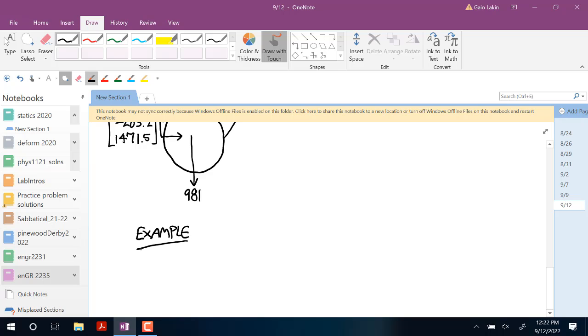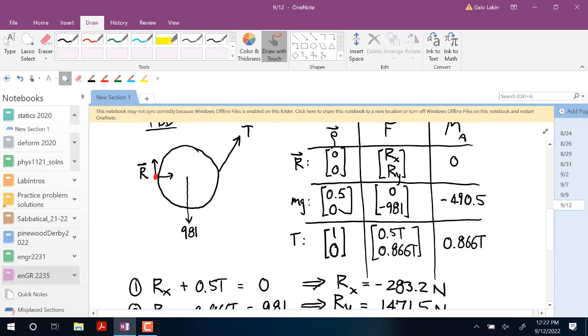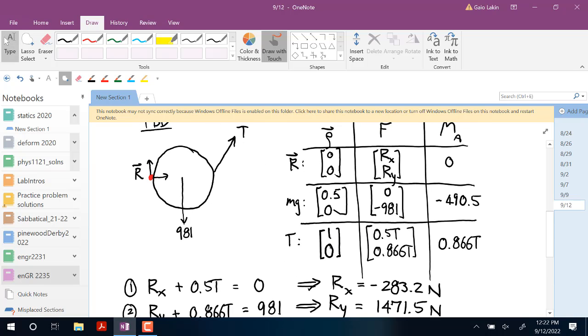Okay, second one. The diameter was then unnecessary information? No, it was necessary for coming up with those row vectors. Oh, that's right. Okay.